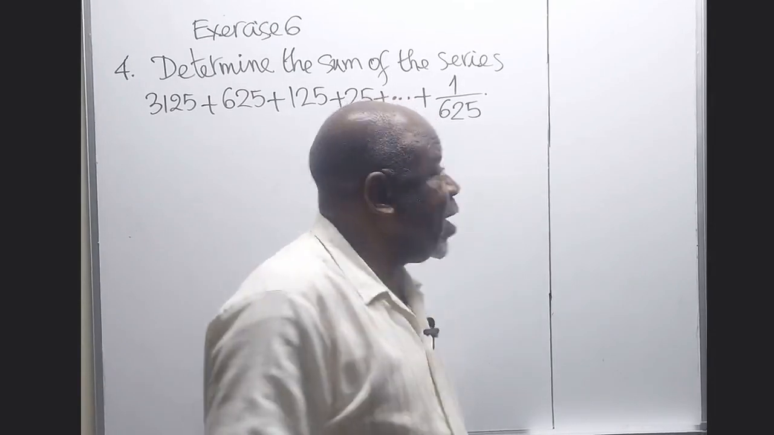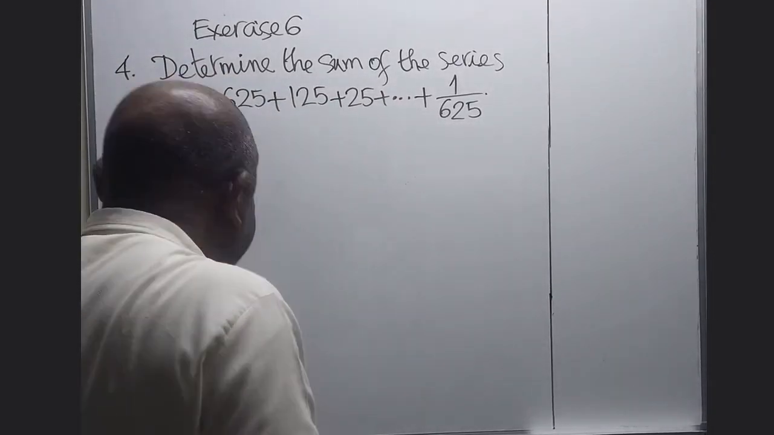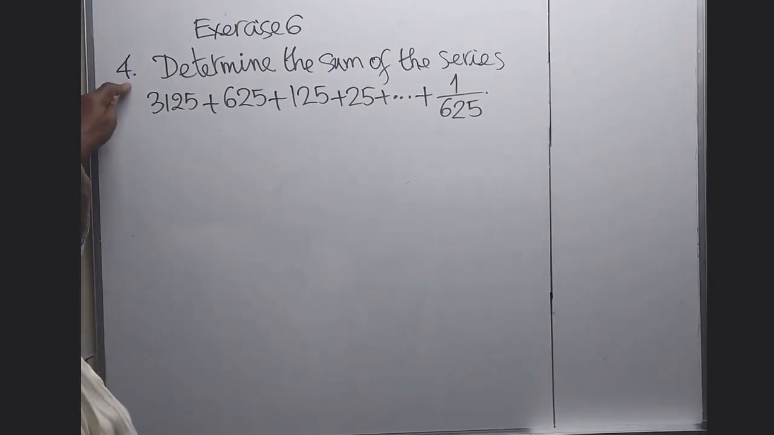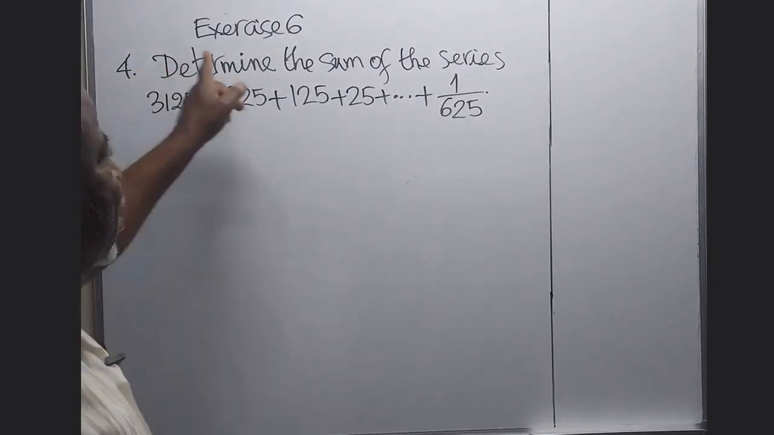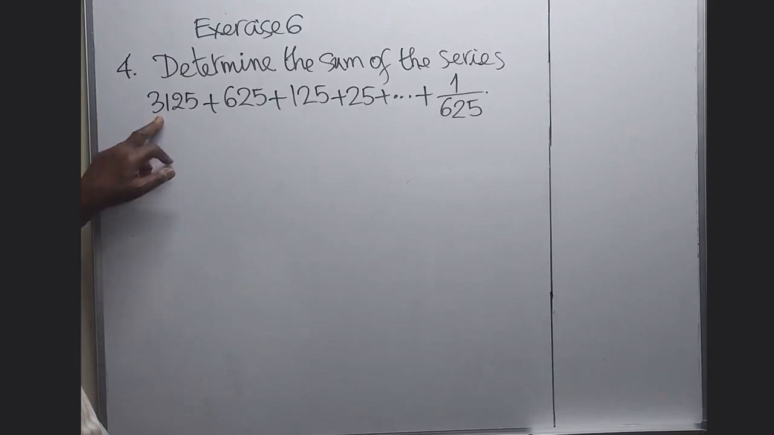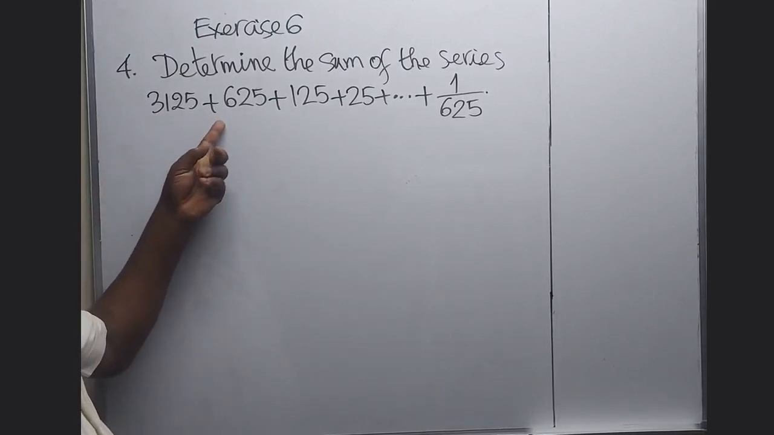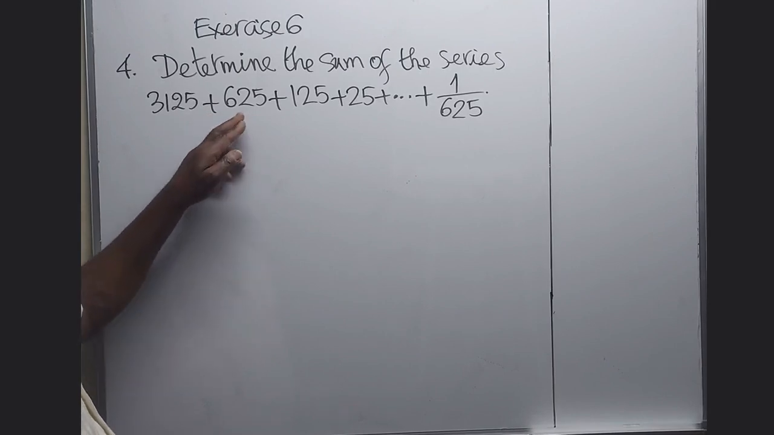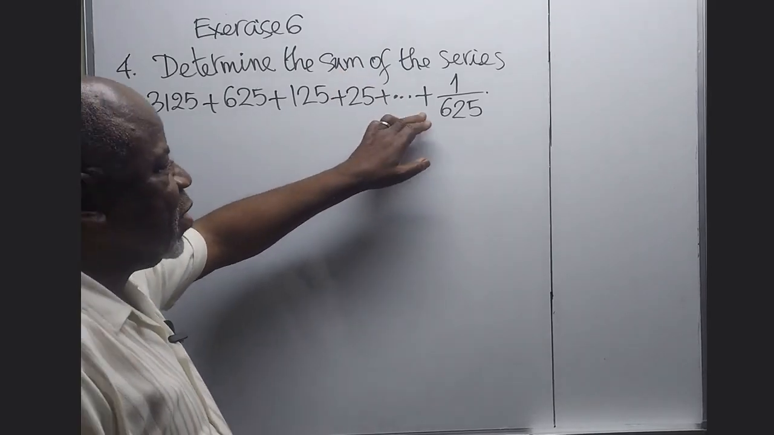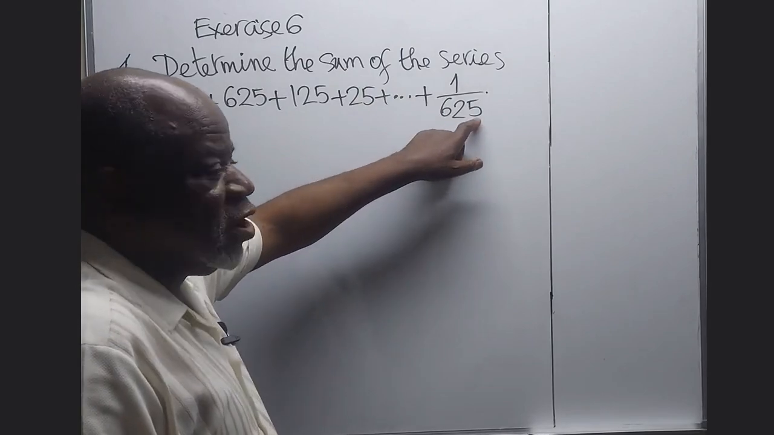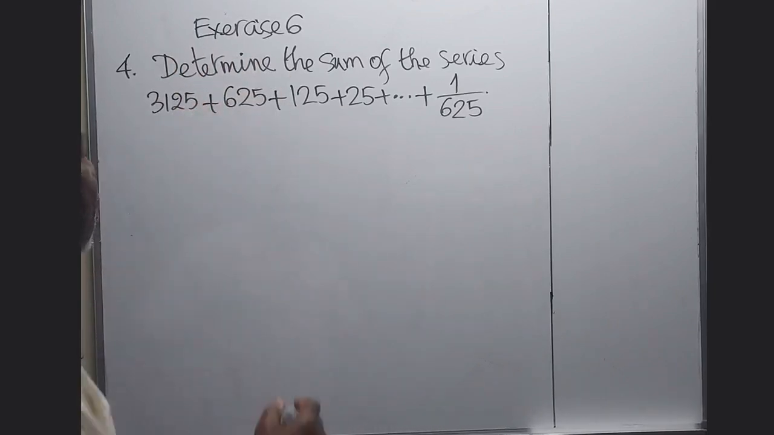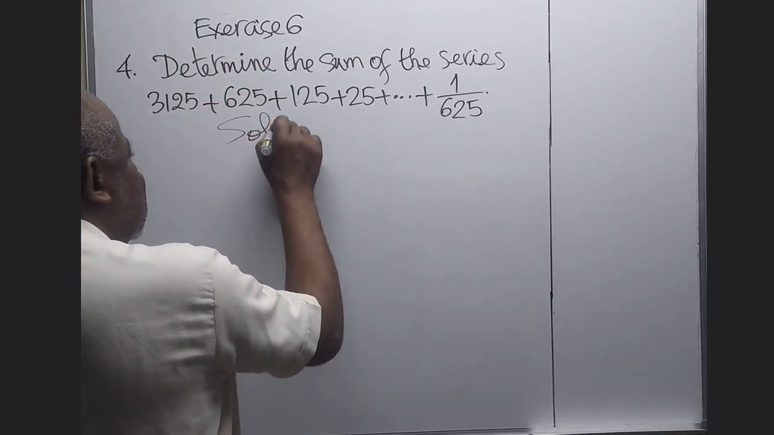Okay, so here's exercise number 6. We have taken question 4, exercise 6, number 4. Determine the sum of the series 3,125 plus 625 plus 125 plus 25 plus dot dot plus 1 over 625. They want us to determine the sum of this series. So we can see going to the solution.